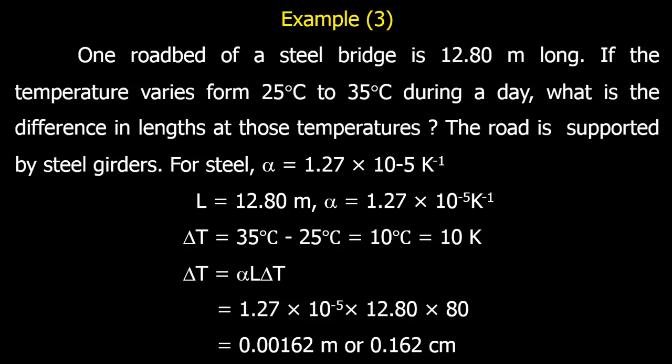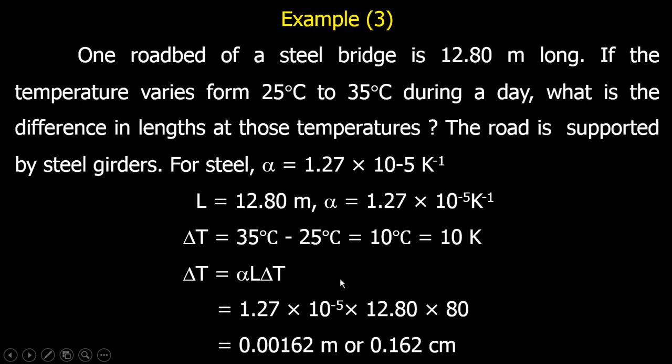For temperature difference, a change in degrees Celsius equals the same change in Kelvin. 35 degrees Celsius is 35 Kelvin and 25 degrees Celsius is 25 Kelvin, so the difference of 10 degrees Celsius is 10 Kelvin.